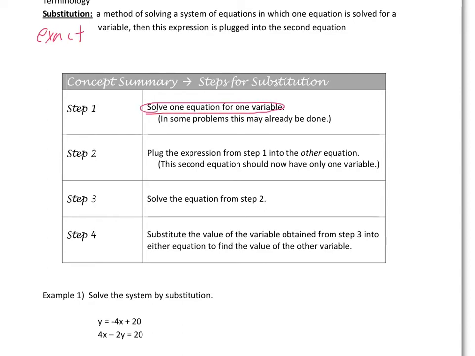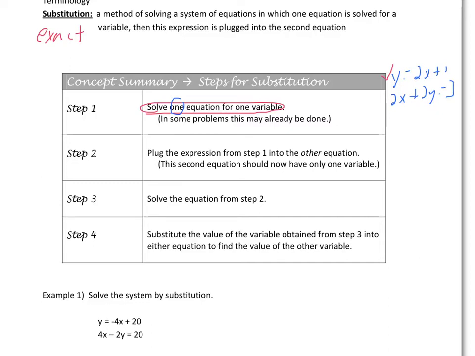Now it says one equation, but you can actually have both equations solved for a variable. So for example, y equals 2x plus 1 and 2x plus 2y equals 3. That's a system of equations. Notice that one of the equations is solved for a variable. So that system is ready for substitution. That must be the basic step for you to go forward.